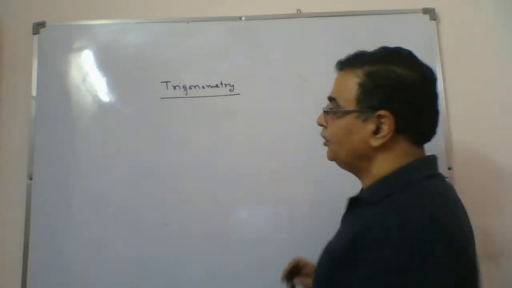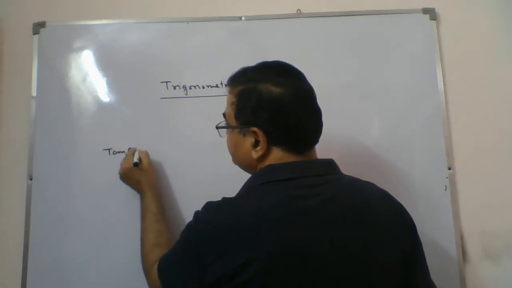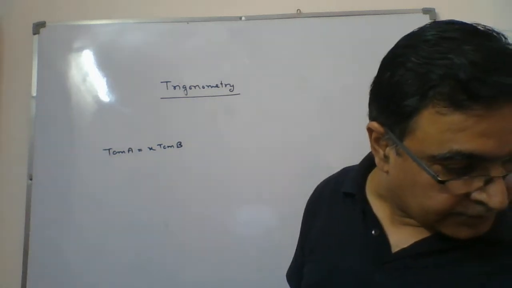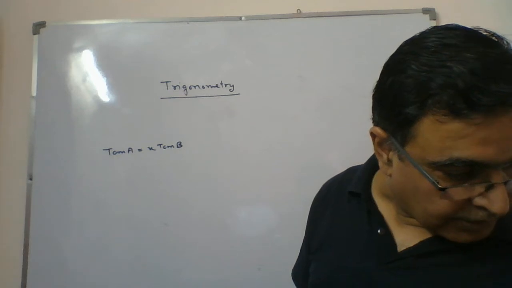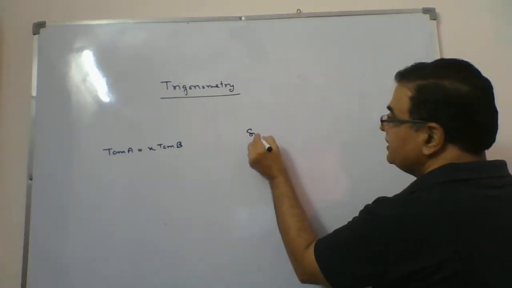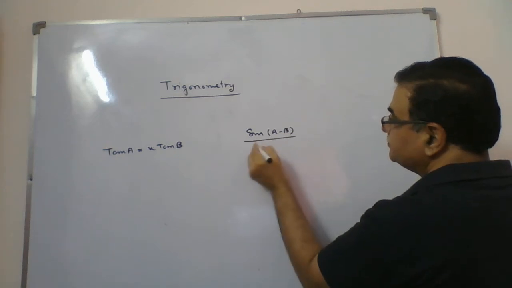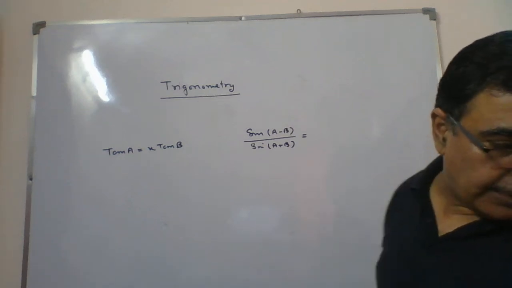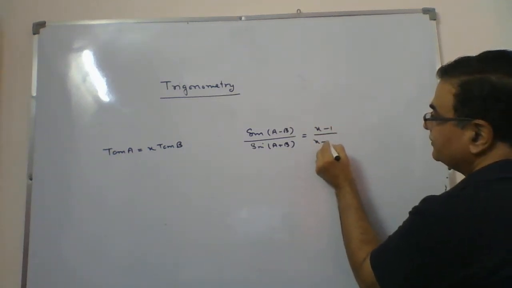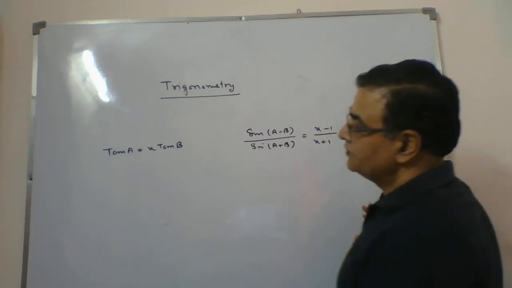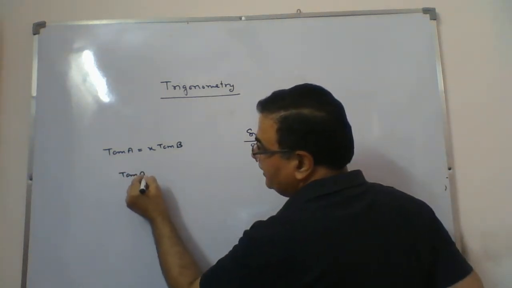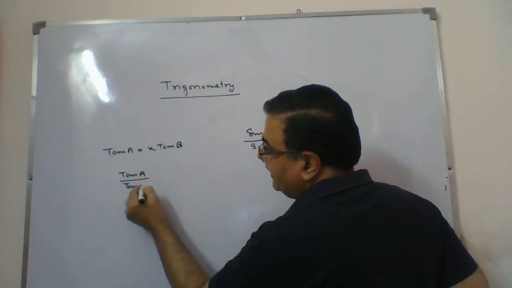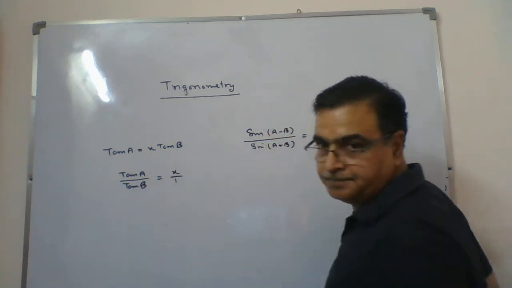If tan A is equal to x times tan B, then the question is prove that sin A minus B by sin A plus B equals x minus 1 by x plus 1. This is the question we have. Again, we will start this question this way, tan A, because x plus 1 by x minus 1 we need. So we'll write tan A by tan B comes out to be x by 1.